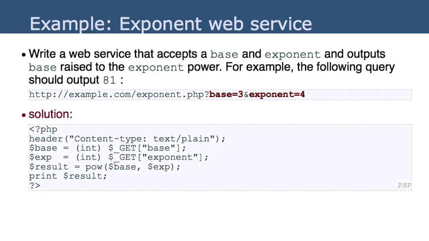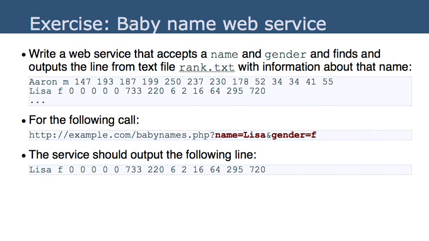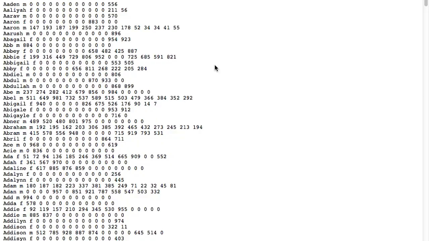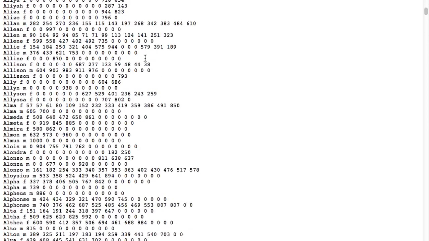Okay. Another exercise, baby name web service. So we're going to be writing the web service that you're going to be using later on your next homework assignment. So we have a text file here, rank.txt. This is a text file listing all of the ranks for every decade for the past 100 years or so.